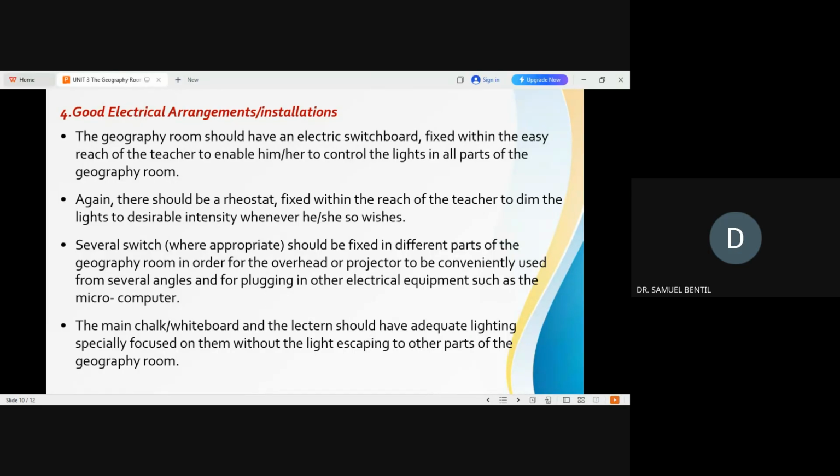We are saying that the main chalk or whiteboard and the lectern should have adequate lighting, specially focused on them without the lighting escaping to the other parts of the geography room. These things are also very important because the room is designed in such a way that it makes the room a bit dark.